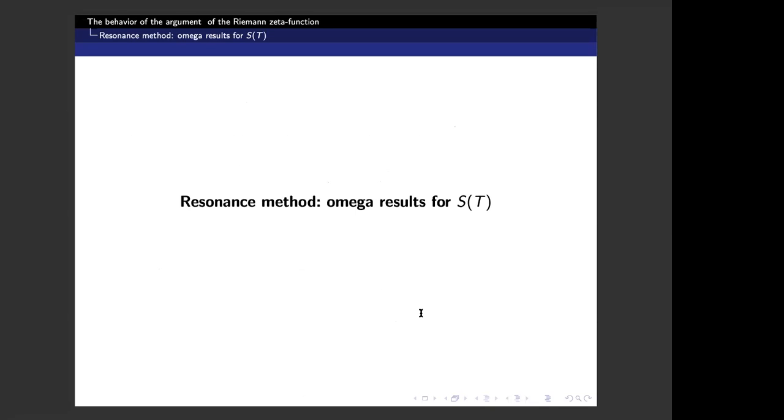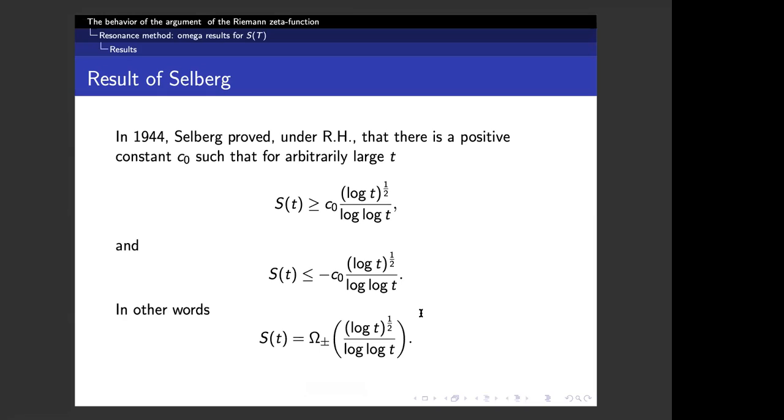But now I would like to obtain omega results. We start with the result of Selberg in 1944. Selberg, assuming the Riemann hypothesis, establishes this type of inequalities. There is a constant C0 such that S t is bigger than C0 and this function here. But this inequality is for infinite values of t. Selberg proved this result too.